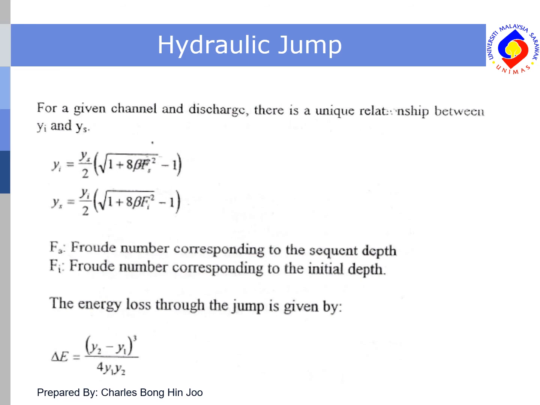To find the energy loss through the jump, it can be given by the expression below, which is delta E, the energy loss, equal to y sequent or y2 minus y at initial depth or y1, to the power of 3, divided by 4 multiplied by the initial depth multiplied by the sequent depth.